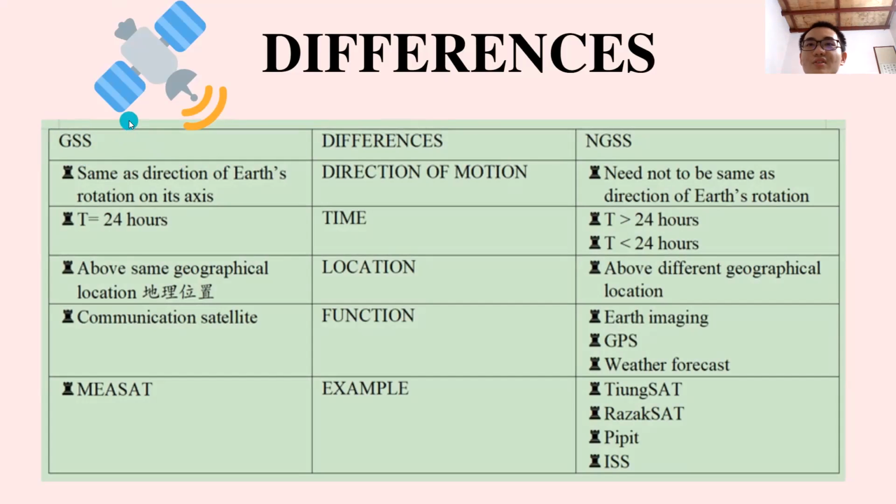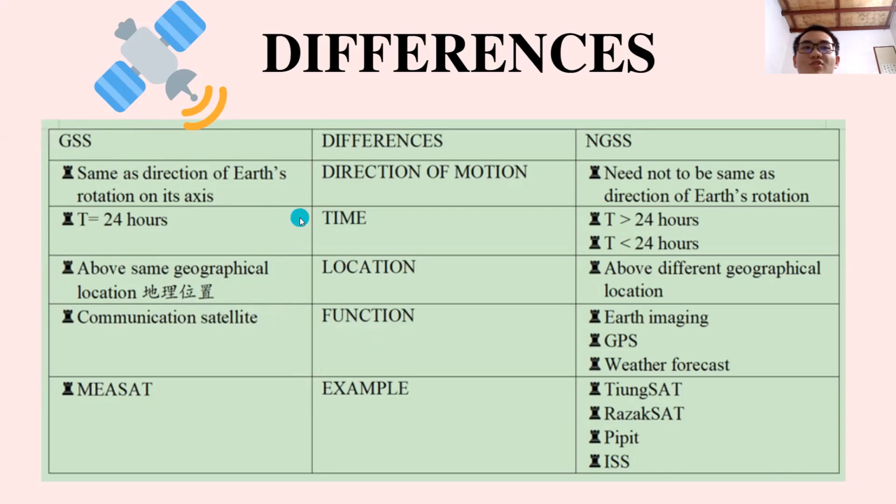Now we look at the differences. For GSS, the geostationary satellite, the direction of rotation is the same as Earth's rotation on its axis, which is from west to east, in counterclockwise rotation direction. For NGSS, it need not be the same as the direction of Earth's rotation. As for time, GSS has the same period of rotation as Earth, equal to 24 hours, and NGSS can be more than or less than 24 hours. As for location, GSS is always above the same geographical location, and NGSS is above different geographical locations.